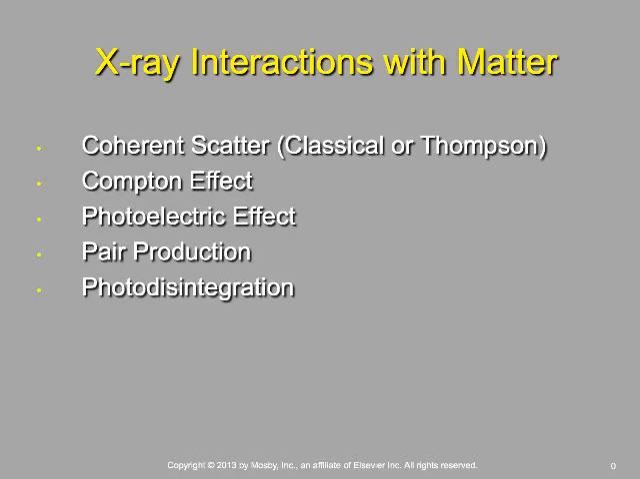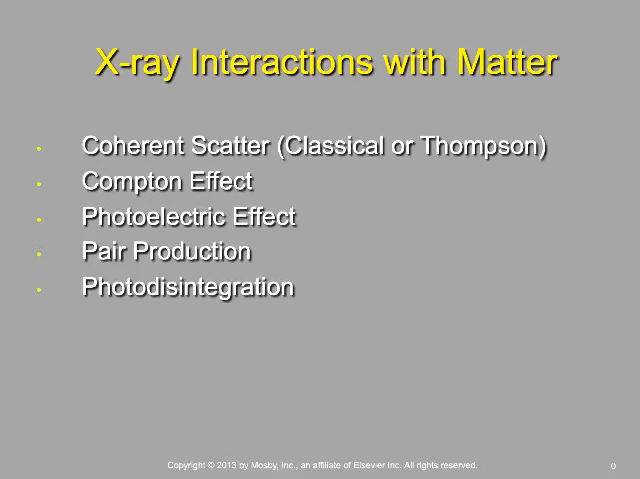So, the types of X-ray interactions that occur with matter are coherent scatter, which is sometimes called classical or Thompson or even Rayleigh scatter, all describing the same kind of coherent scatter. These happen at very, very low energies. In fact, Rayleigh scatter is what's responsible for the redness of sunsets, Rayleigh scattering within the atmosphere. So it's interesting from a scientific or physics point of view. It does not play a role in diagnostic imaging.